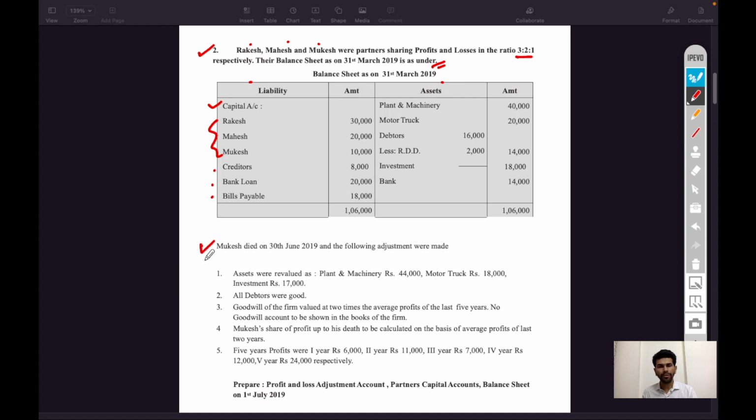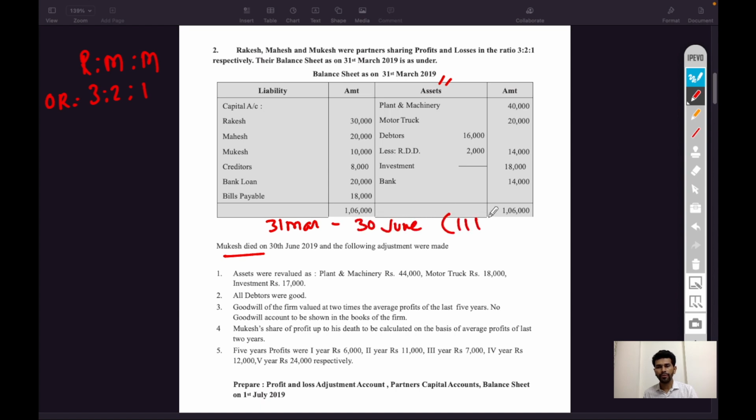Mukesh died on 30th June 2019 and the following adjustments were made. Rakesh, Mahesh and Mukesh, three partners are there and their old ratio is 3:2:1. Mukesh died on 30th June, so from 31st March till 30th June, that is April, May, June, 3 months. So 3 months later, Mukesh died.